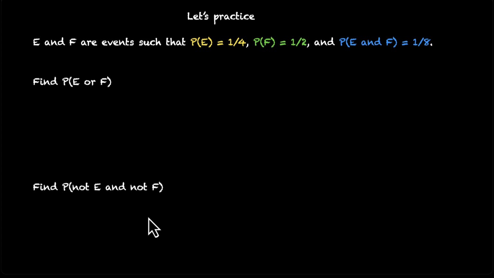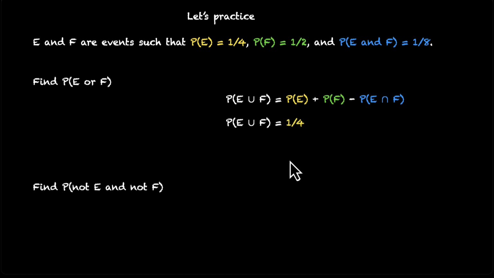Okay, so let's do this together. Let's solve the first one. Probability of E or F. That's basically probability of E union F. And we know that this is equal to probability of E plus probability of F minus probability of E intersection F. This is something that we have proved in one of the earlier videos. We know the probability of E, we know the probability of F, and we also know the probability of E intersection F. So now all we need is just to put in these values and solve.